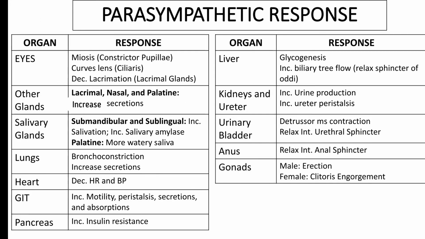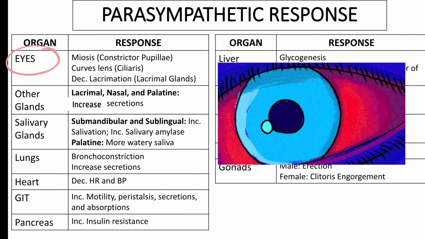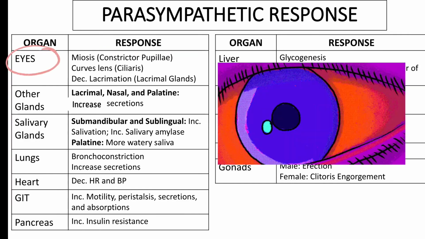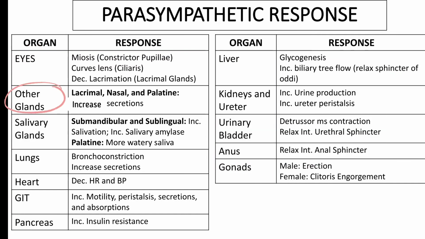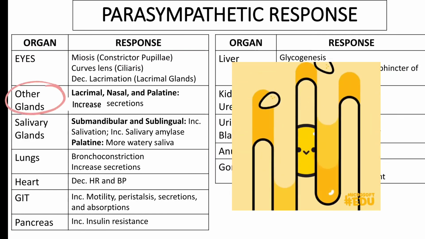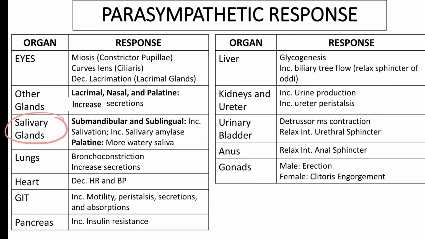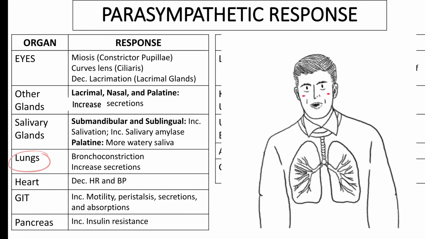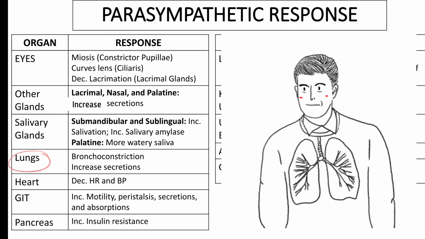Next, we have specific parasympathetic responses. So for the eyes, it is miosis or constriction of the pupils, curving of the lens, and decreased lacrimation or tearing up. For the other glands, like your lacrimal, nasal, and palatine glands, there is generally an increase in secretions. For your salivary glands, there is an increase in salivation, as well as an increase in salivary amylase, resulting in a more watery saliva. For the lungs, there is bronchoconstriction and an increase in secretions.